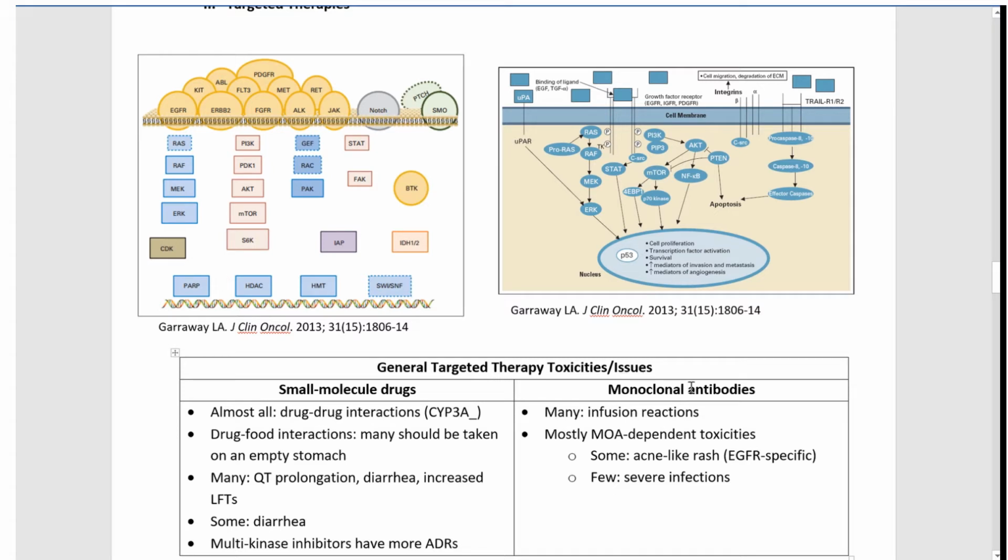So with monoclonal antibodies, a lot of these drugs will have infusion-related reactions, and this is more problematic for your monoclonal antibodies that are more chimeric in nature versus fully human in nature. And in terms of toxicities, we're talking about more related to the mechanism of action. So for example, if you're talking about a monoclonal antibody that inhibits EGFR, you're going to see EGFR-specific toxicities like an acne-like rash, those sorts of things. With some of these, you get severe infections, opportunistic infections, so you have to watch out for that.